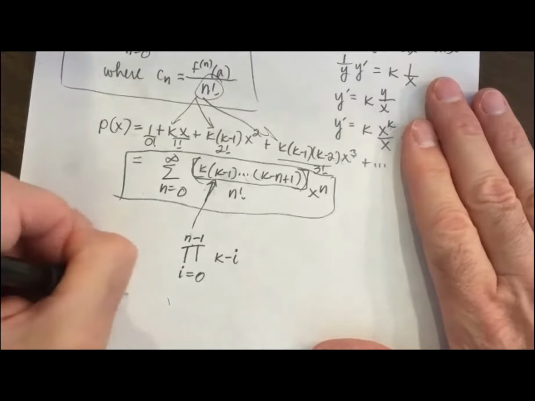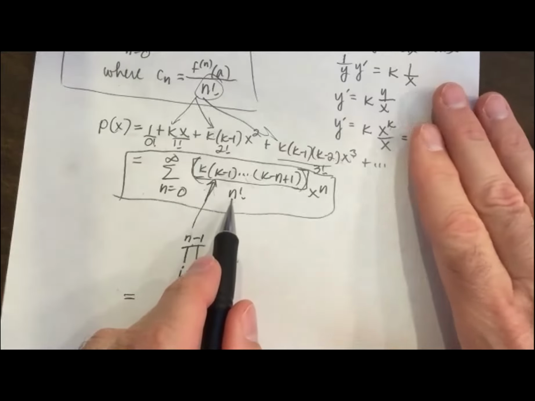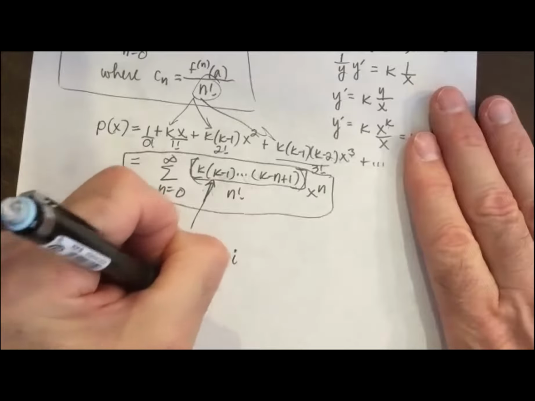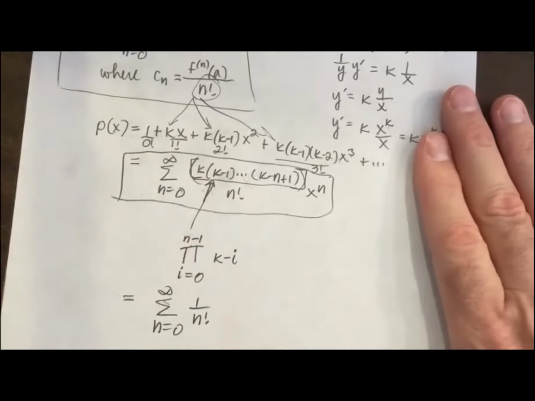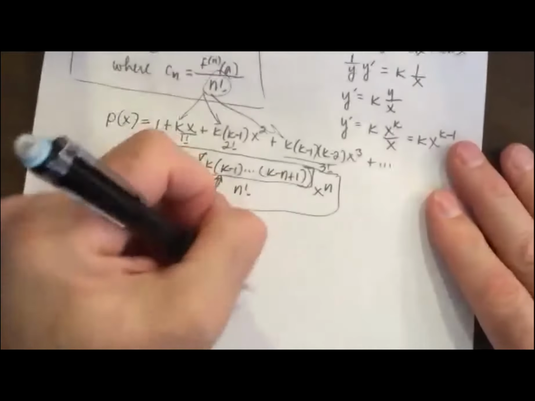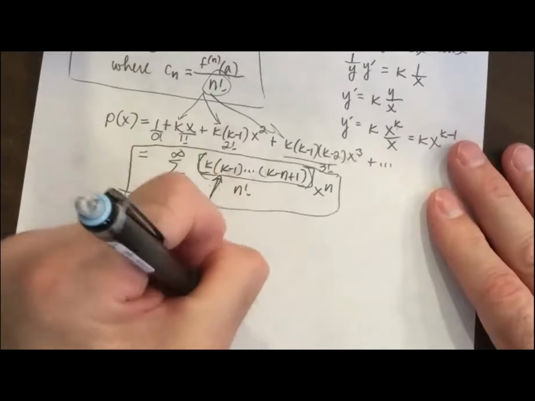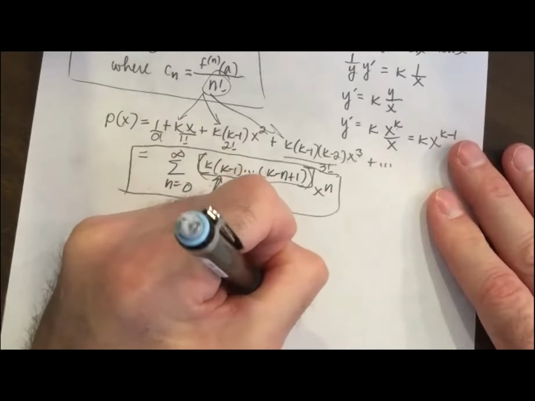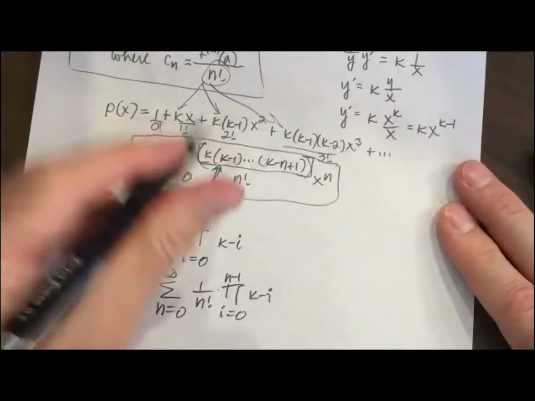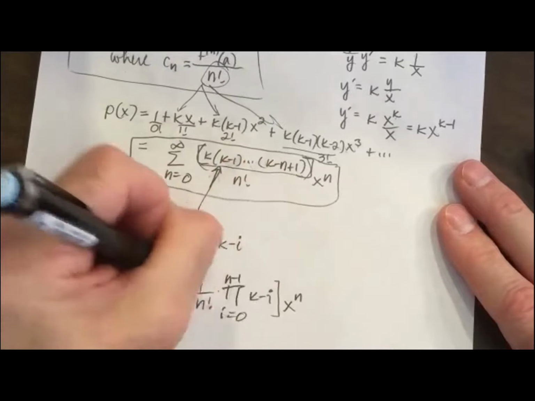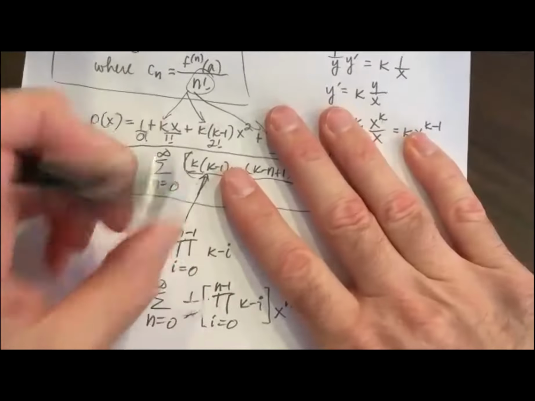So how could we write this? We could write this as the sum n equals 0 to infinity of 1 over n factorial, times the product, i equals 0 to n minus 1 of k minus i, that's the top, and then there's the bottom, and then we've got x to the n. Maybe you need some parentheses around this to make it clear.